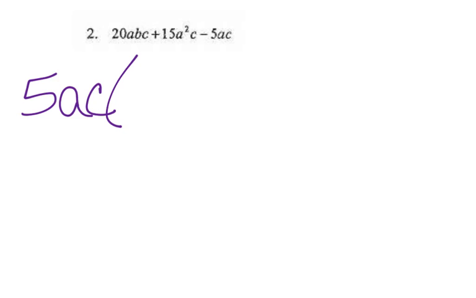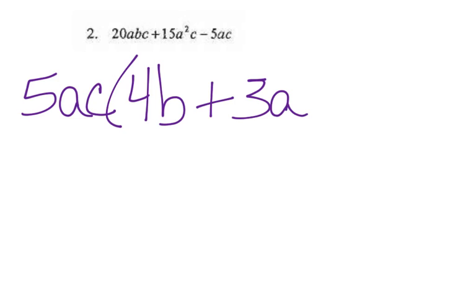Open parentheses and divide. 20 divided by 5 is 4. Your a cancels, your b comes down, and your c cancels. Plus 15 divided by 5 is 3. A squared, pull an a out, leaves you a. Your c cancels. Minus 5 divided by 5 is 1. Your a cancels, your c cancels, so you're done. Close your parentheses.